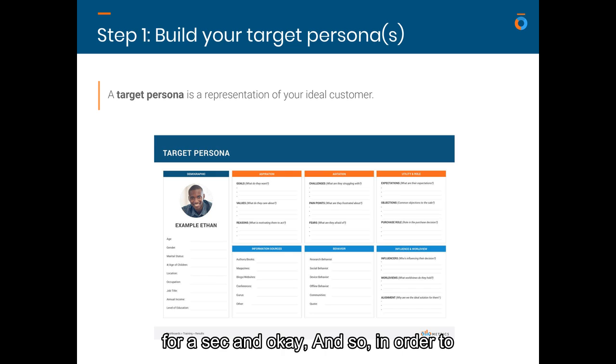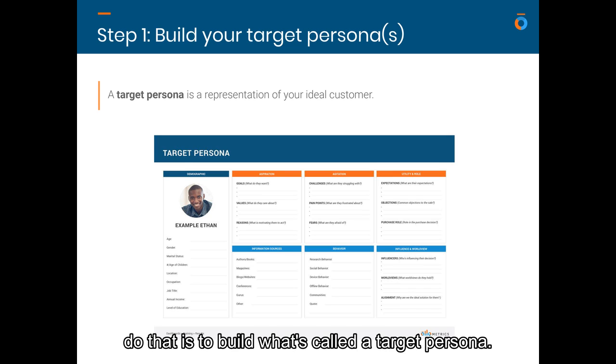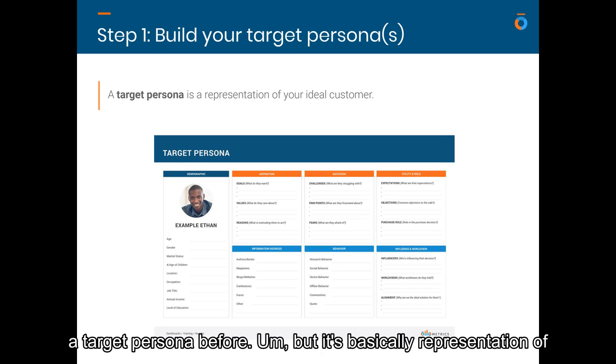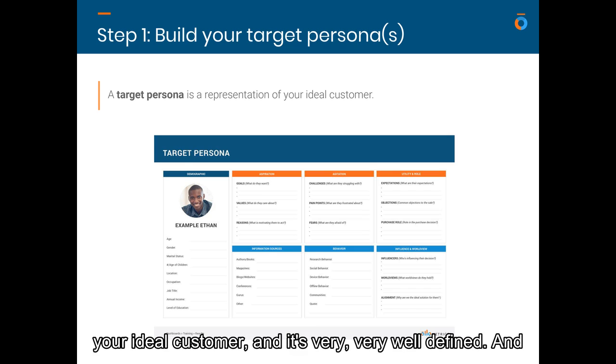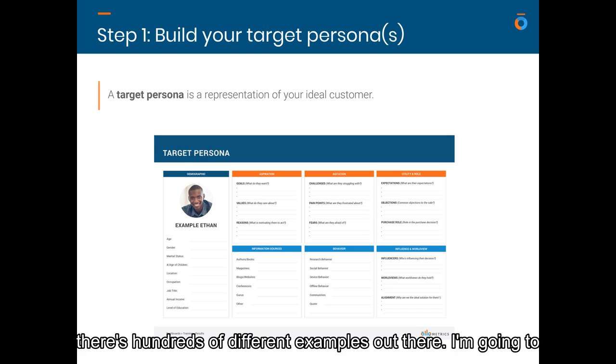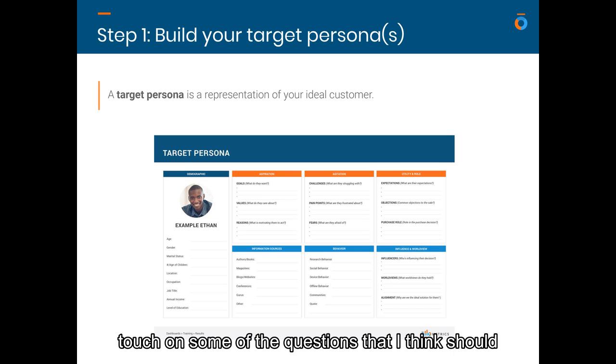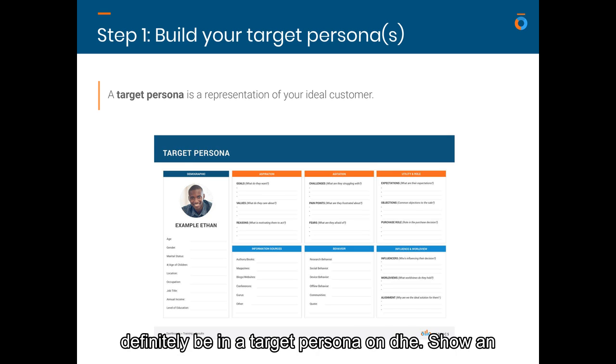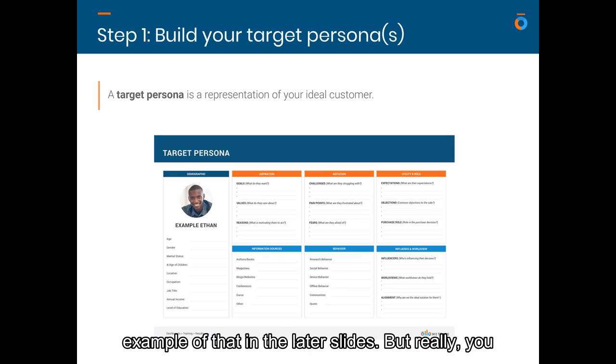Okay. And so in order to find out who we are talking to, the best way to do that is to build what's called a target persona. I'm sure that everyone on the call has heard of a target persona before. But it's basically a representation of your ideal customer. And it's very, very well defined. And there's hundreds of different examples out there. I'm going to touch on some of the questions that I think should definitely be in a target persona, and show an example of that in the later slides.